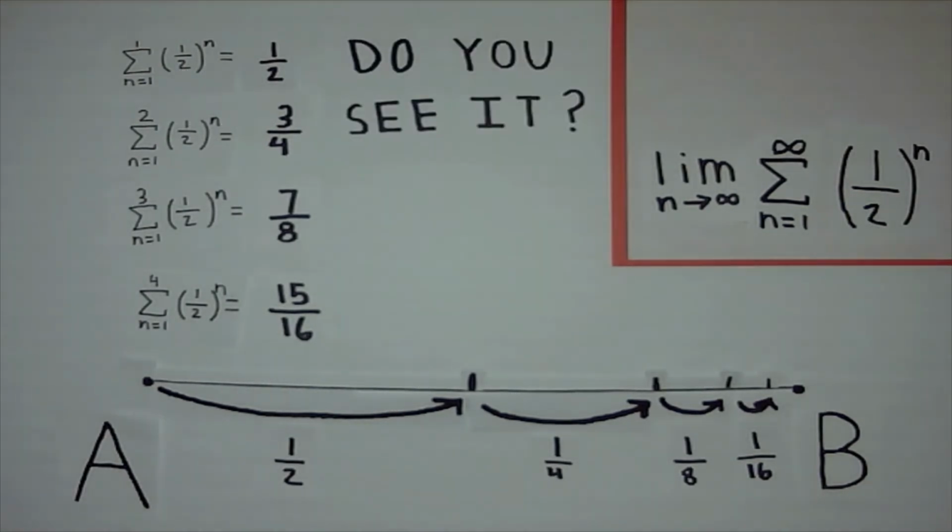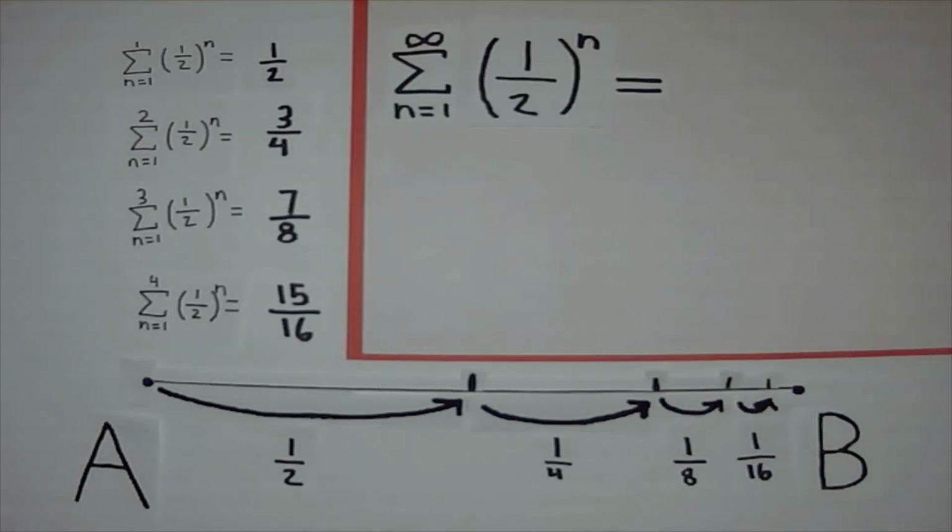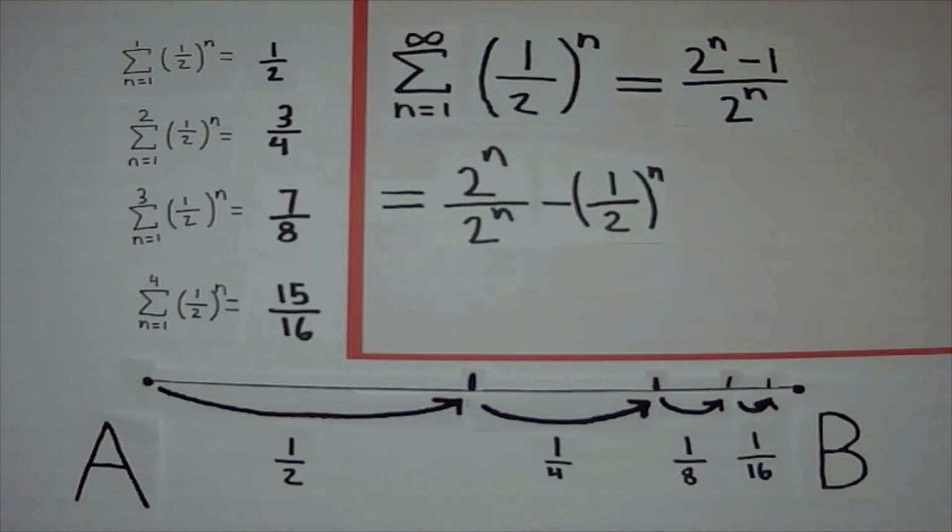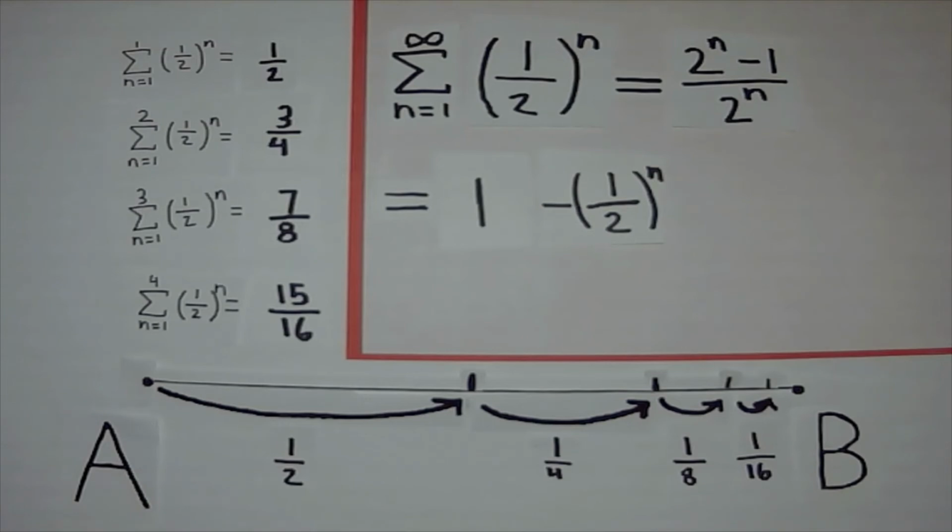Do you see it? We can say this sum equals 2 to the n minus 1 all over 2 to the n. We can then break this fraction apart into 2 to the n over 2 to the n minus 1/2 to the n. This can simplify to 1, and we get 1 minus 1/2 to the n.